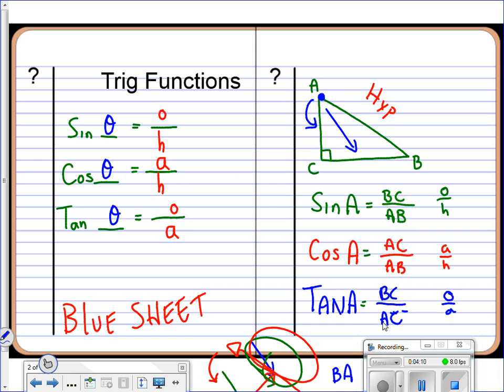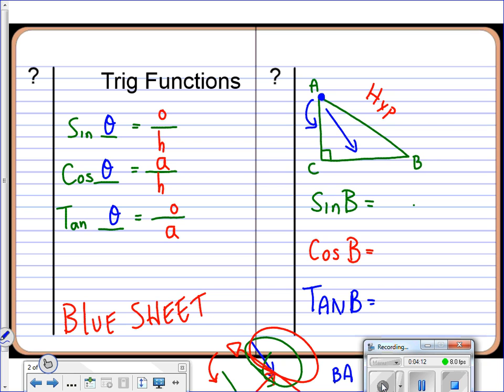All right, now it's your turn to do it. Now we're looking at it from the perspective of B. So you're standing now down at B and dealing with opposite and adjacent. Hypotenuse is always going to be the same. Okay, put me on pause and see if you can do this on your own.